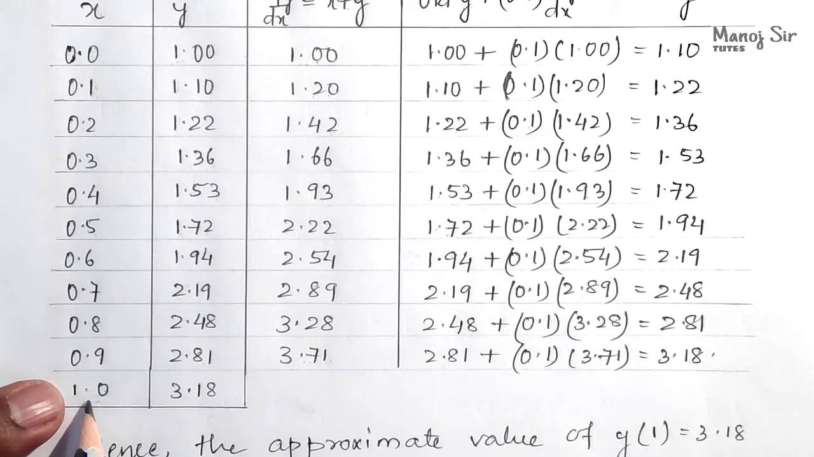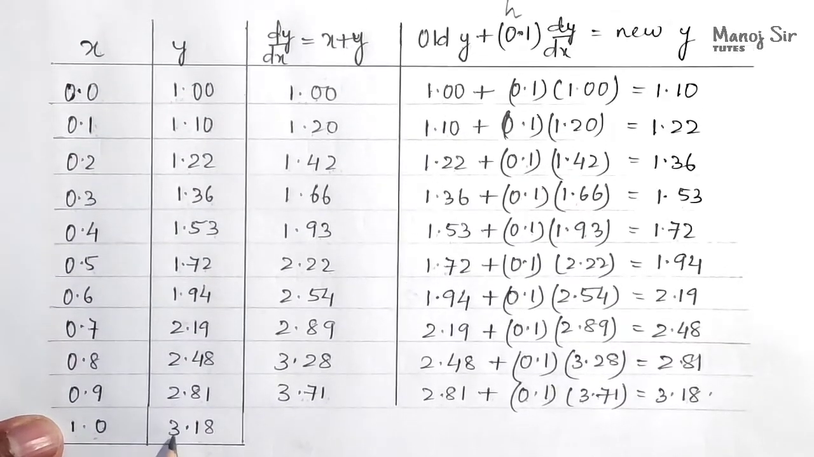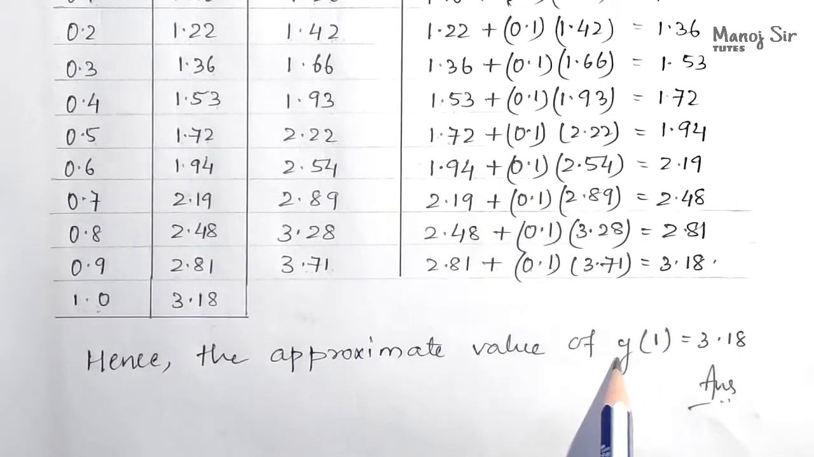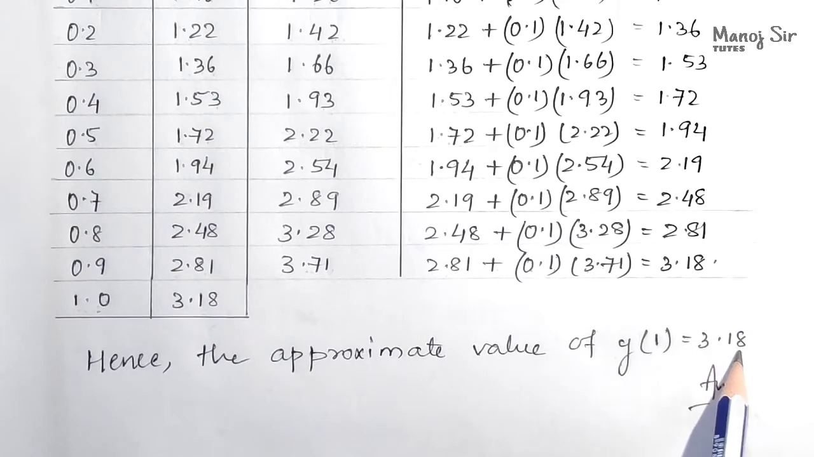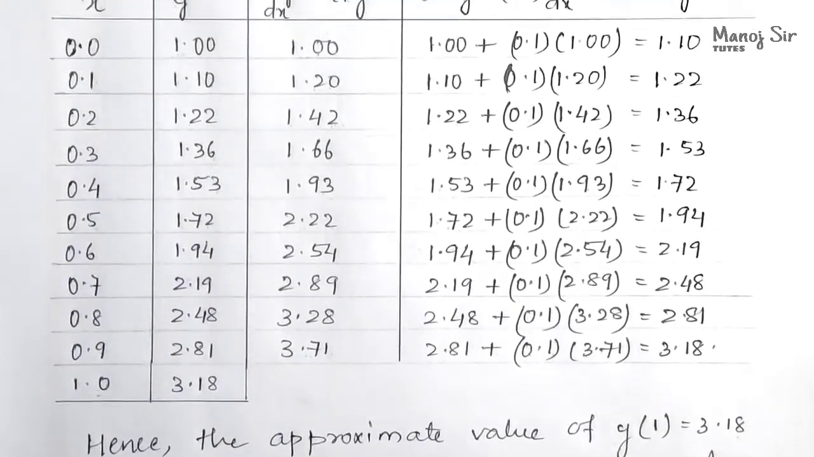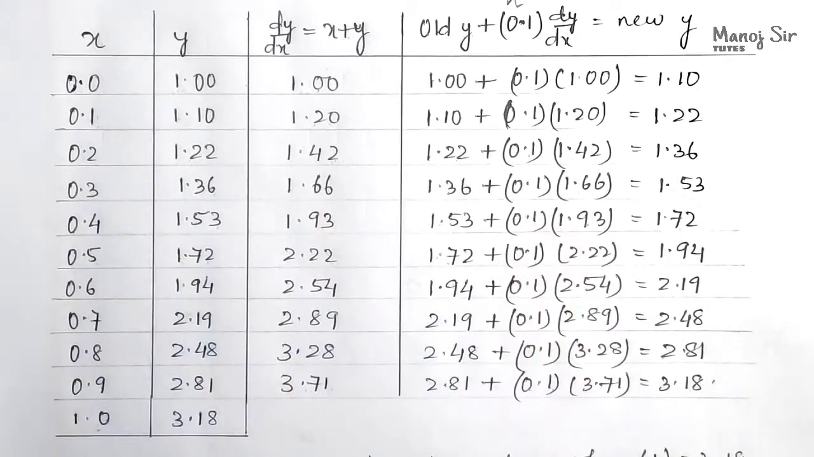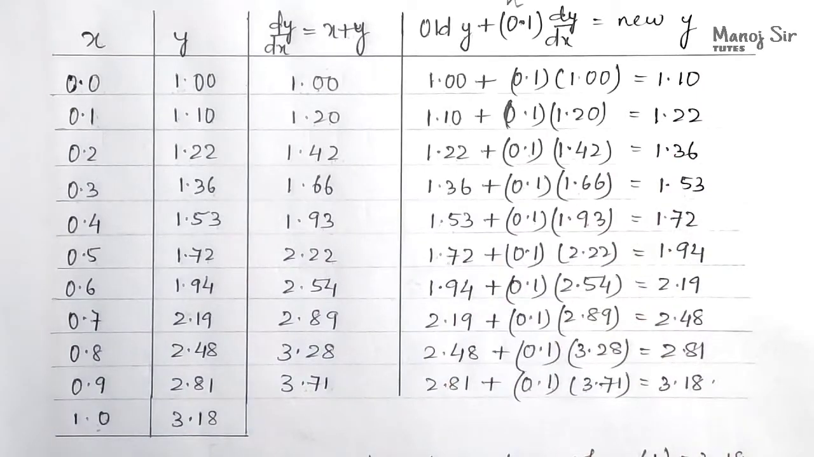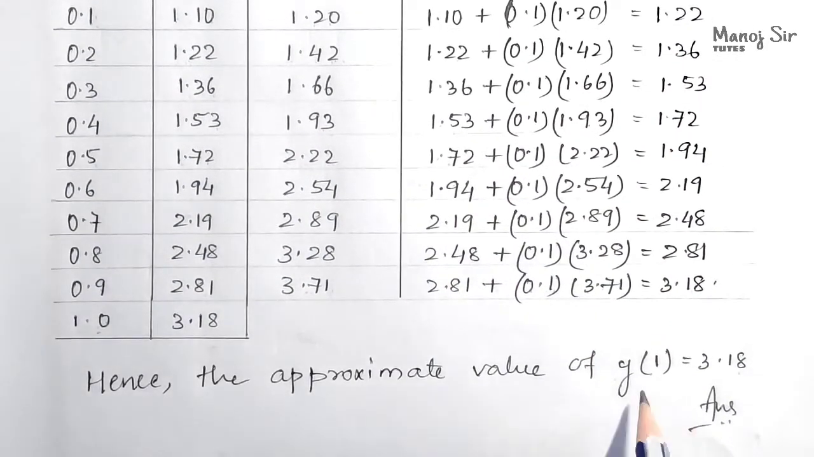Yes, that is at x equal to 1. At x equal to 1, y is equal to 3.18, and this is the approximate value. So finally we can say that the approximate value of y when x equals 1 is 3.18. One thing you can see is that I have taken only two decimal places in all the values of y. So if you take up to two decimal places, you will get y when x equals 1 is equal to 3.18, and this is my final answer. Okay, thank you so much.